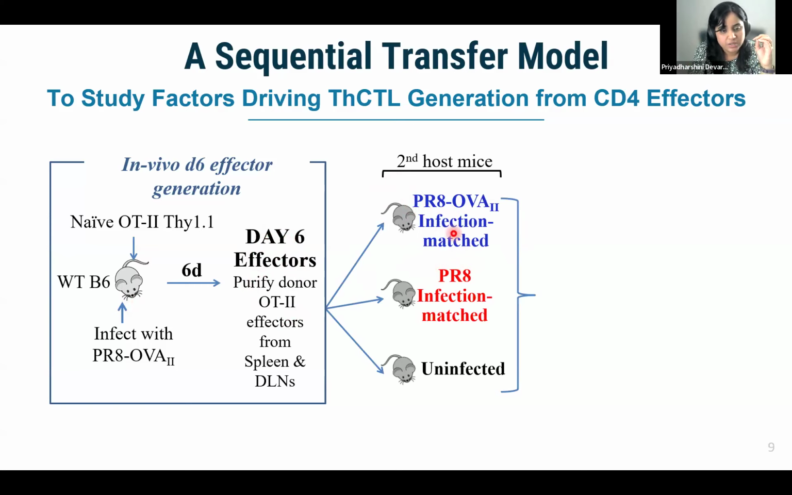So we use different second host mice depending on the question we ask. As a positive control, we use PR8 OVA infection-matched mice, which means that these are also 6-day infected mice. So these are essentially our positive controls, where 6-day OT2 effectors are going from 6-day infected mice into 6-day infected mice. Or we infect these mice with PR8. So these mice have the influenza infection, but they do not have the antigen for these OT2 cells after day 6.